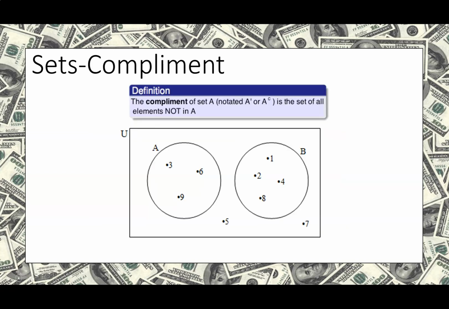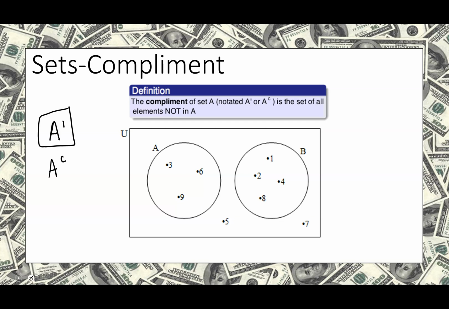Let's talk about the complement. The complement of a set A is the set of all elements not in A. And there's two ways that we can denote this. The first is by saying A complement, or we could do A with a prime. In my class, I like to use this one better. I just prefer it. And basically, we're talking about being not in A.